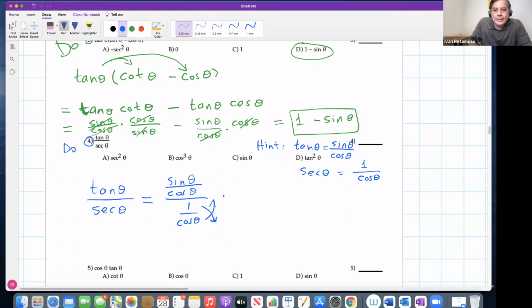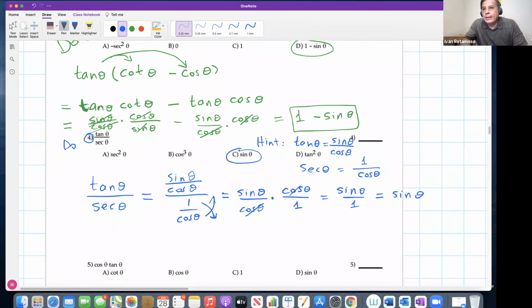Okay, let's show this. Keep the numerator as it is, sine of theta over cosine of theta. Multiply by the reciprocal of the denominator, cosine of theta over 1. Notice cosine and cosine cancel. Sine of theta over 1 is just sine of theta, right? So this is this guy.